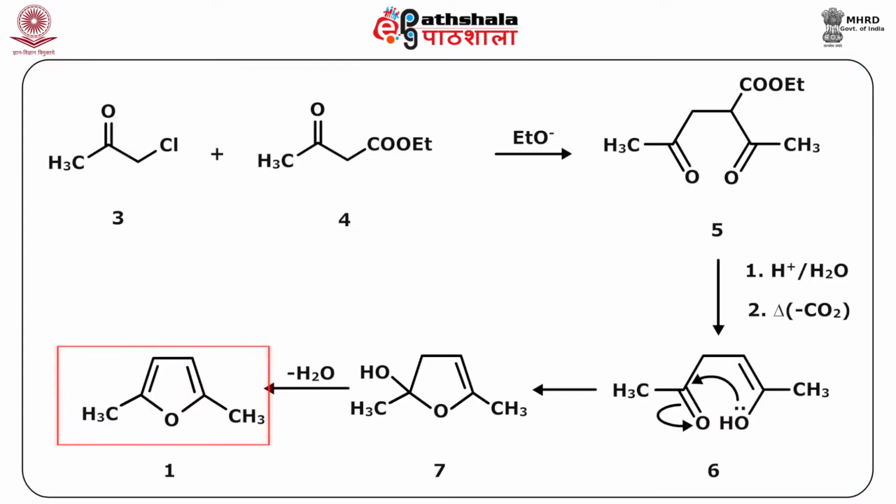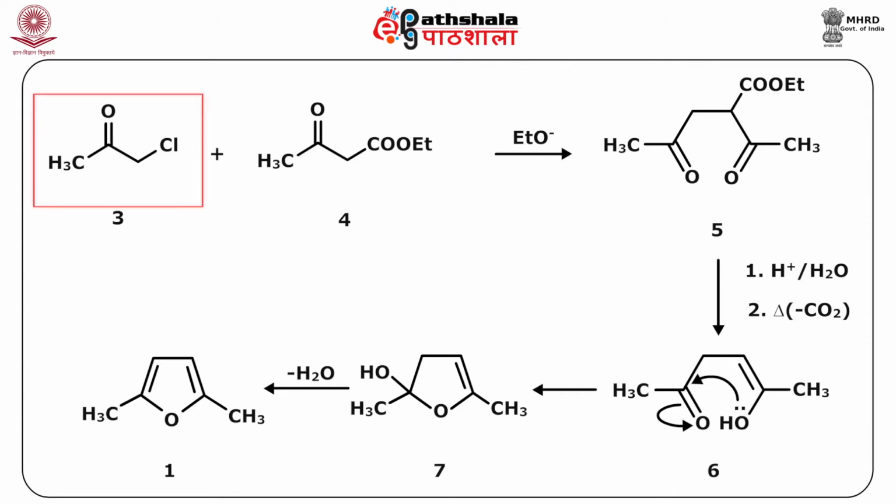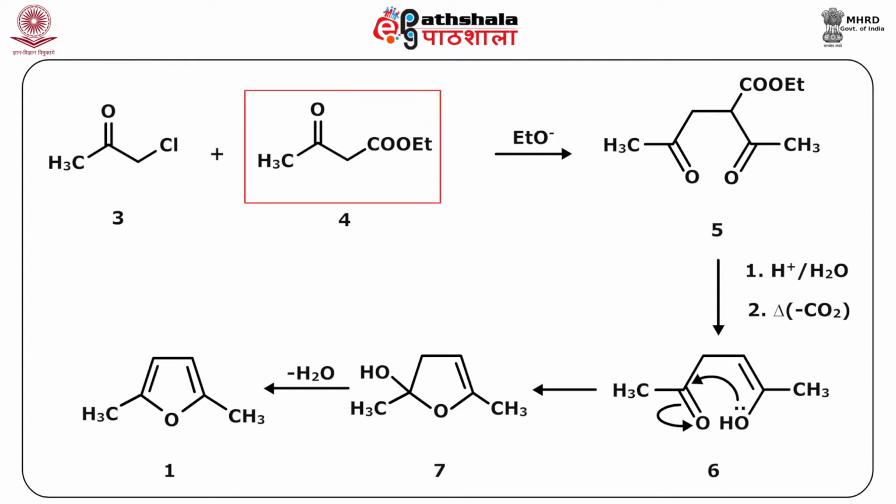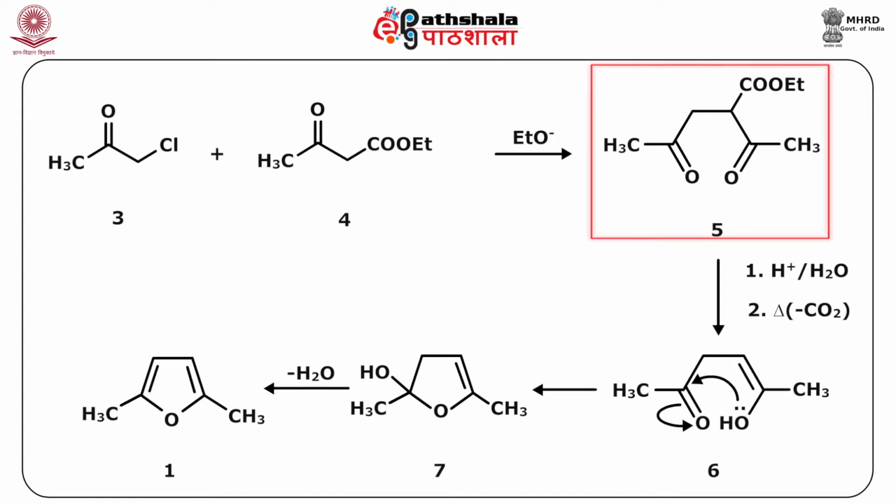The synthesis of 2,5-dimethylfuran 1, the target molecule, is from the simple and easily available starting material 1-chloropropan-2-one and is explained in 3 steps. The reaction takes place in the presence of a base. 1-chloropropan-2-one and ethyl 3-oxobutanoate react to give ethyl 2-acetyl-4-oxopentanoate, represented by the structure 5.